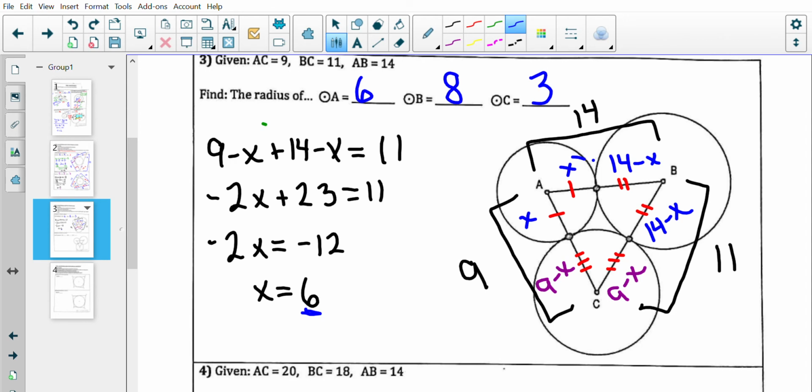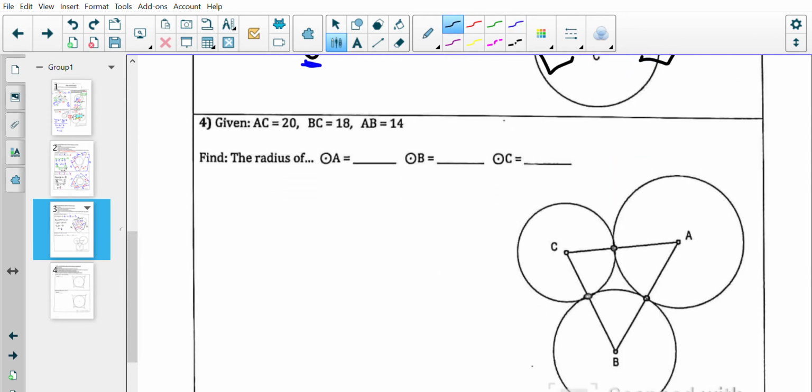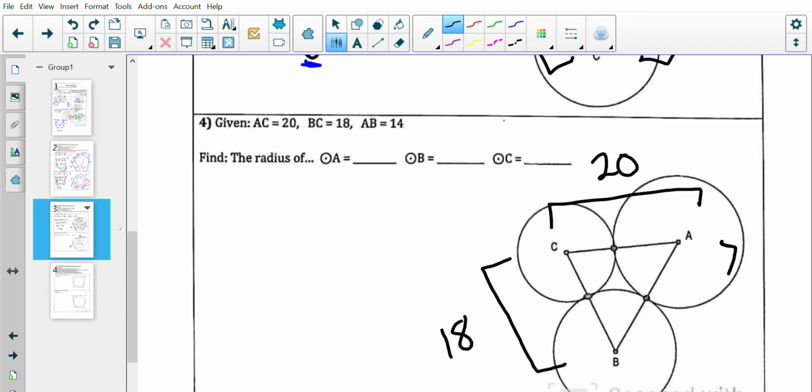All right, let's do another one. Label what we have. We have A to C is 20, B to C is 18, and A to B is 14. We're going to pick a segment and call it X. Now, it doesn't matter where you start off putting X. So I will put it for circle A over here. And then I'm going to walk around and fill everything in. So the other part of this segment will be 20 minus X.